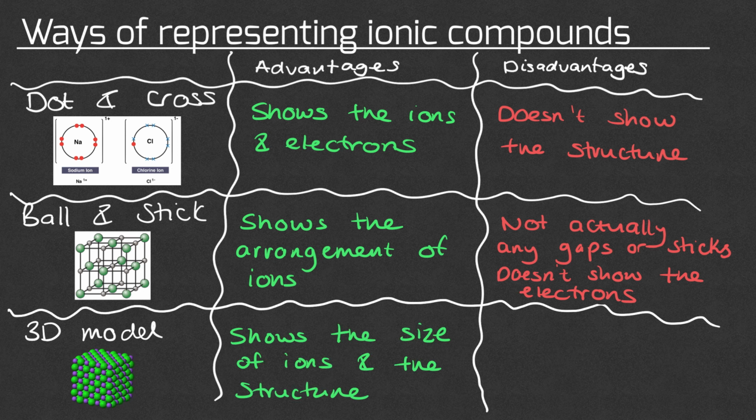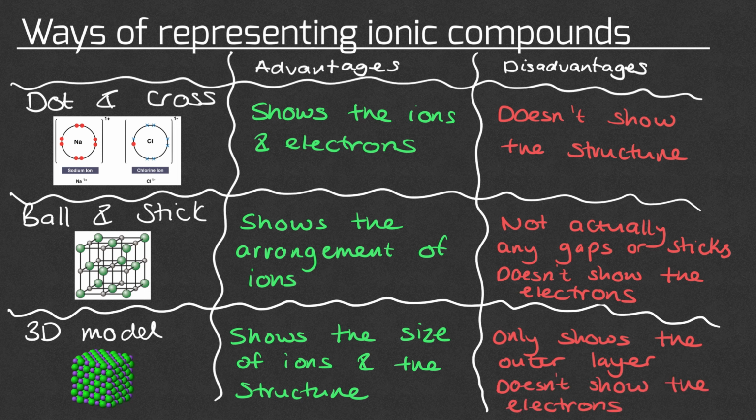A 3D model shows you the size of the ions and the structure. We can see the sodium and chlorine ions are different sizes, and we can see its 3D structure. A disadvantage is that it only shows the outer layer. We can't see through the diagram like we can do with a ball and stick diagram. It also doesn't show you the electrons like a dot and cross diagram does.